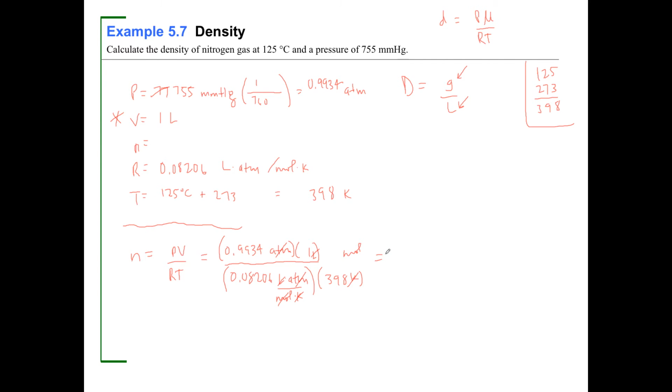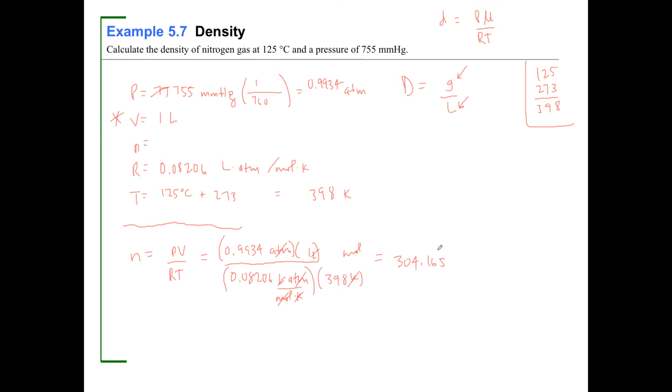So let's calculate this number. You calculate it too. You should pause the video. I insist. 0.9934 times 1 divided by 0.08206 divided by 390. I ruined it. Just a moment, please. 0.9934 divided by 0.08206 divided by 398 equals 304.165.